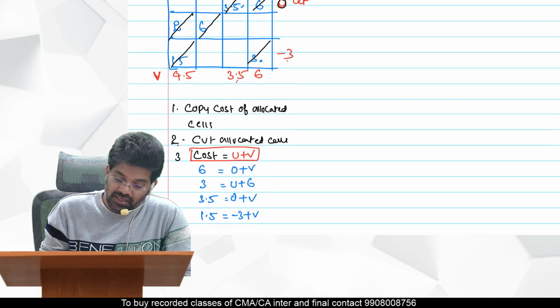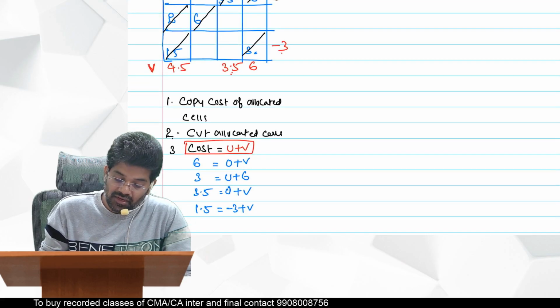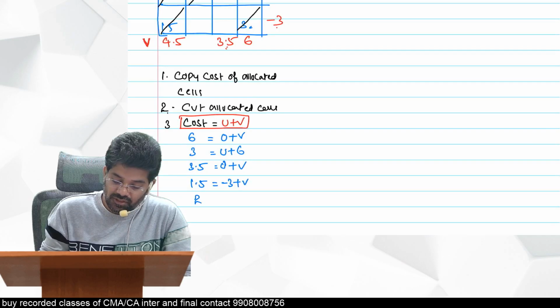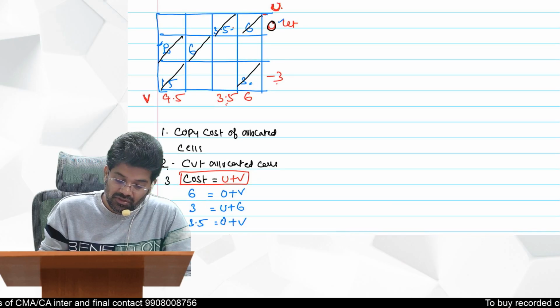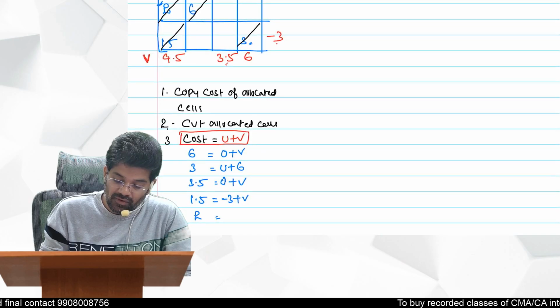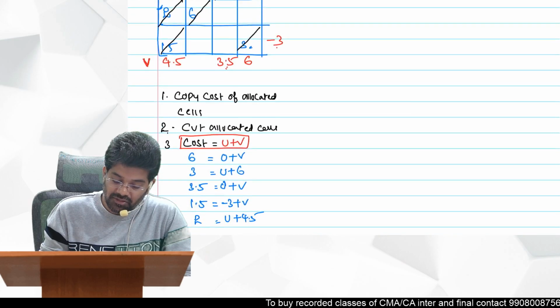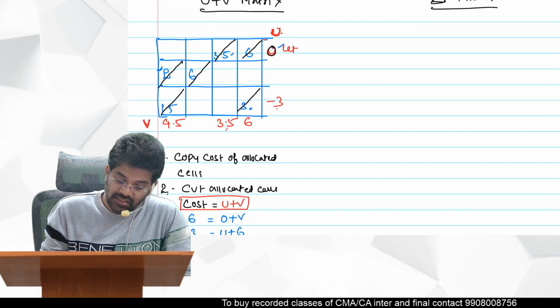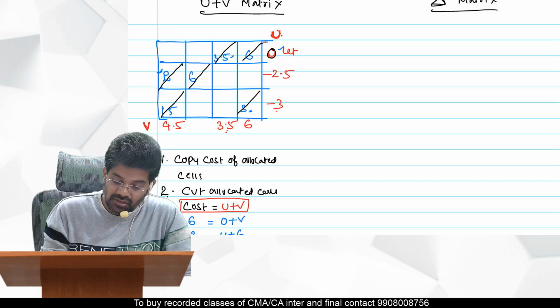Now if you see, we have the v value and the cost value. Cost is 2, this one. I am talking about this one. Cost is there, the u value we don't know. The v value is 4.5. So how much should the u value be to match that equation? It is minus 2.5.